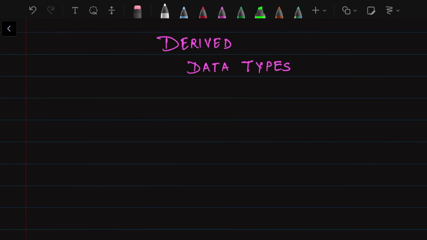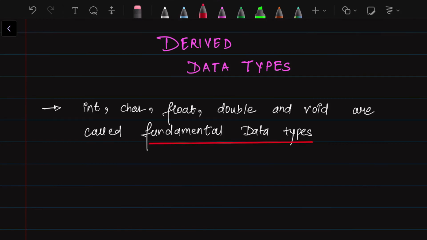The data types that we learned in our previous video lecture are all called fundamental data types. So int, char, float, double, and void are called fundamental data types.